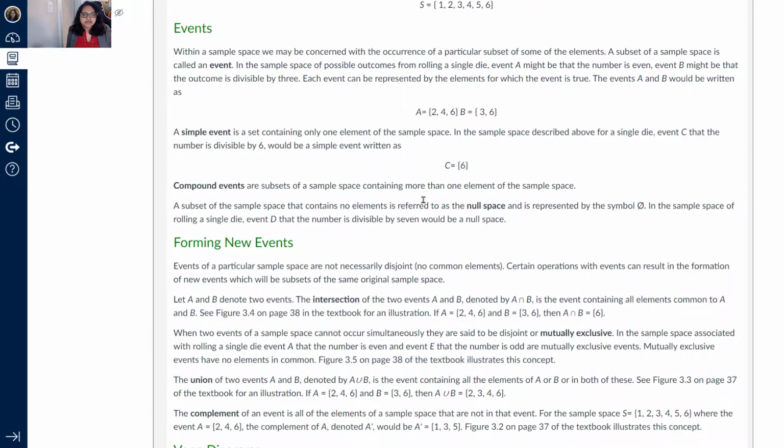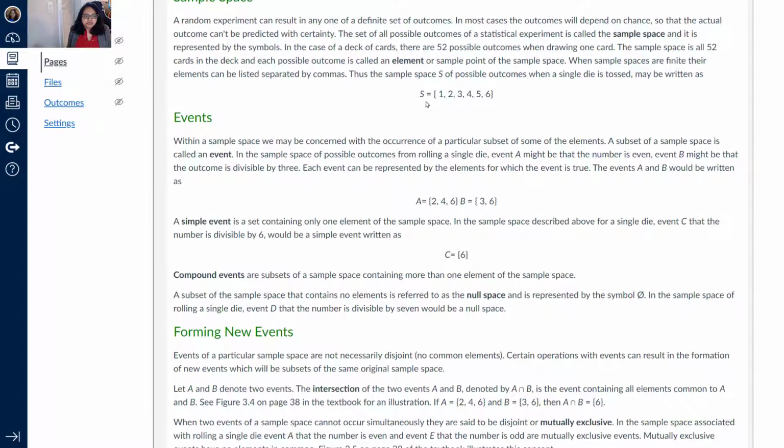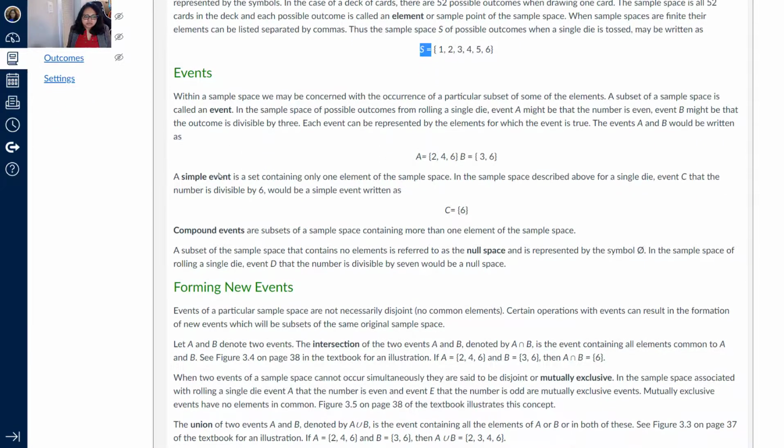Let's talk about events. What is an event? Before we talk about an event, we try to get what the sample space might be. The sample space you will always write as capital S, and then events will be some of these elements from the sample space.